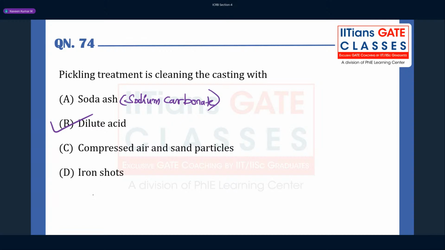Compressed air and sand particles are generally for cleaning the surface by abrasion, where sand particles stuck to the metal surface will be cleaned. And iron shots are not at all for cleaning; they are for improving the mechanical properties.